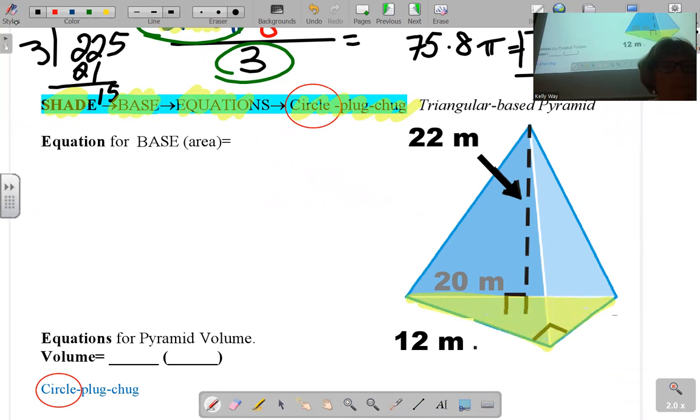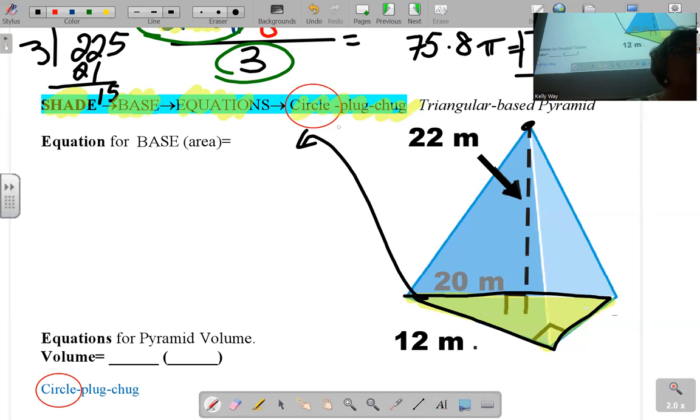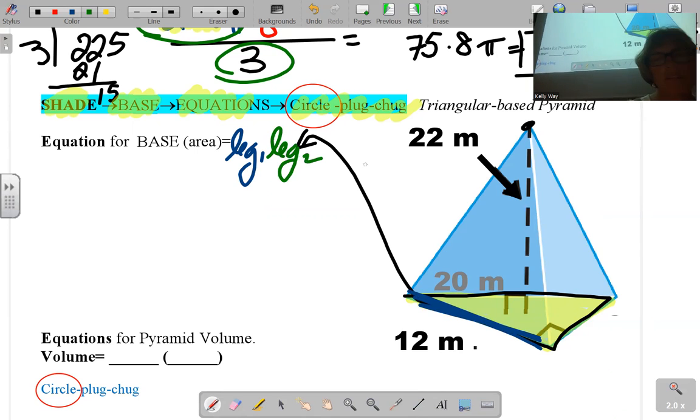Is this just base times height over 3? Yes, over 3, because volume is 3 dimensions. Therefore, the fraction from a prism to a pyramid is 1/3, because we're coming to a point. This shape is a right triangle, so it's going to be leg times leg over 2. That is going to be your B.